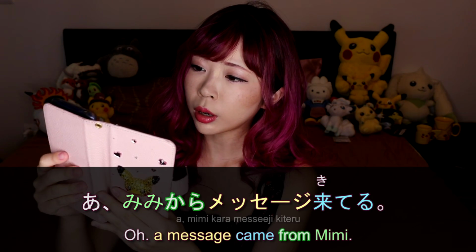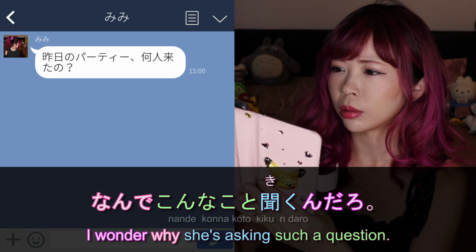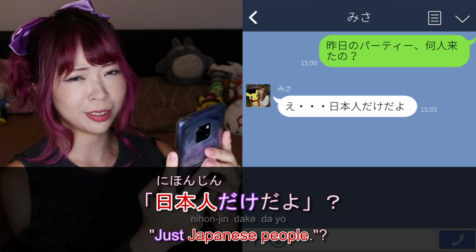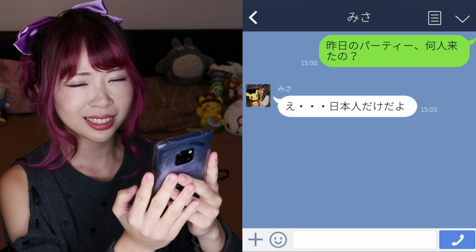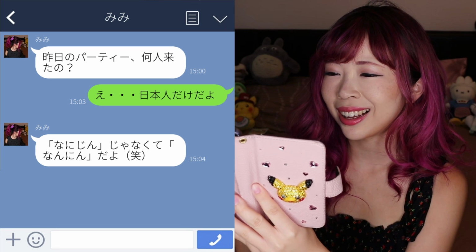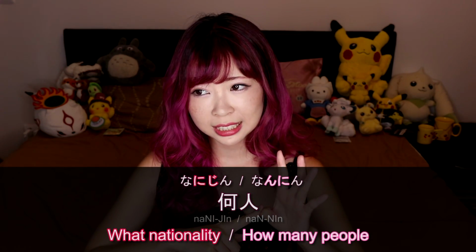And instead of just converting it wrong, there is a chance that the other person just simply misreads or misunderstands your text. For example, 友達からメッセージ来てる。昨日のパーティー何人来たの? なんでこんなこと聞くんだろう? 日本人だけだよ。送信。何のこと話してんの? 何人じゃなくて、何人って読んだんだ。10人だよ。So, this kanji can be read as 何人 or 何人.